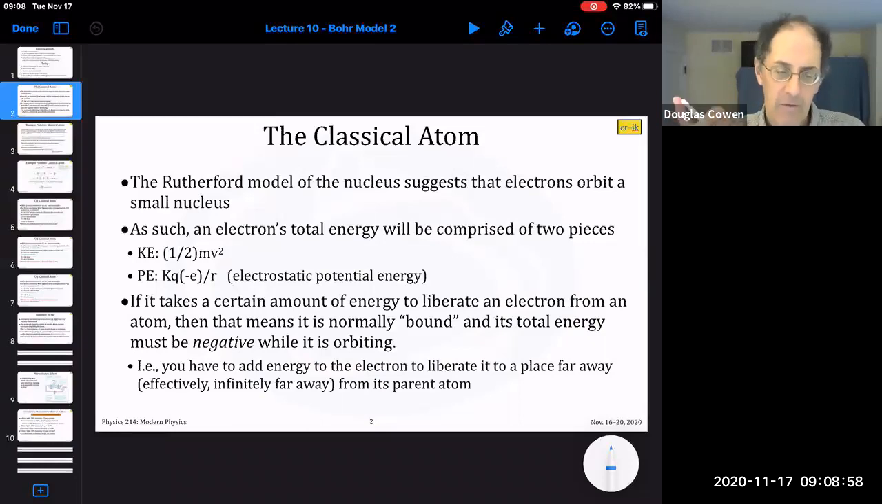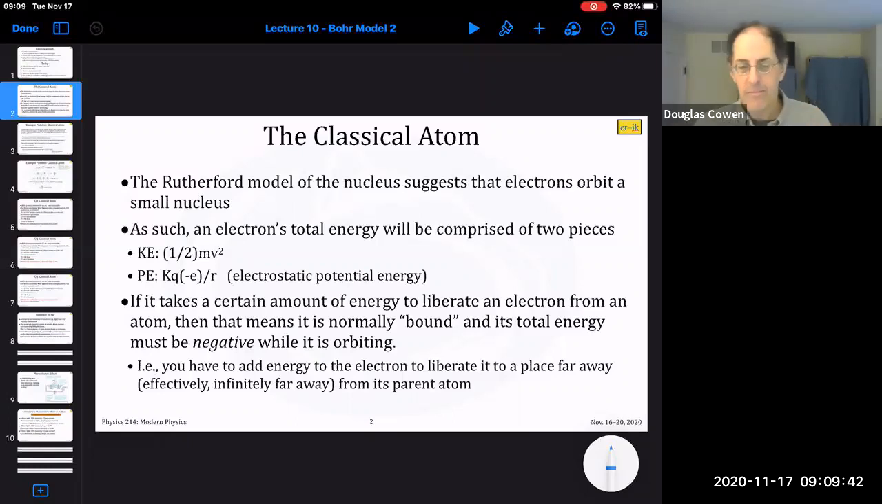The first term is just its kinetic energy. And this is just 1/2 mv², assuming that it's not moving relativistically. And the second term, which hopefully you'll remember from electricity and magnetism, Physics 212, is its electrostatic potential energy. And this arises because you have a negatively charged electron and a positively charged nucleus. So these are going to be attracted to one another, and there's some potential energy involved there. And it has the form of a constant times the product of the two charges divided by the distance between them, r.